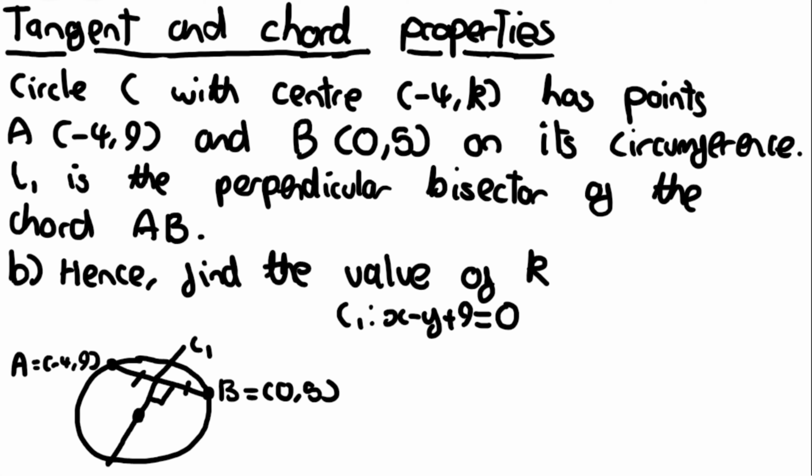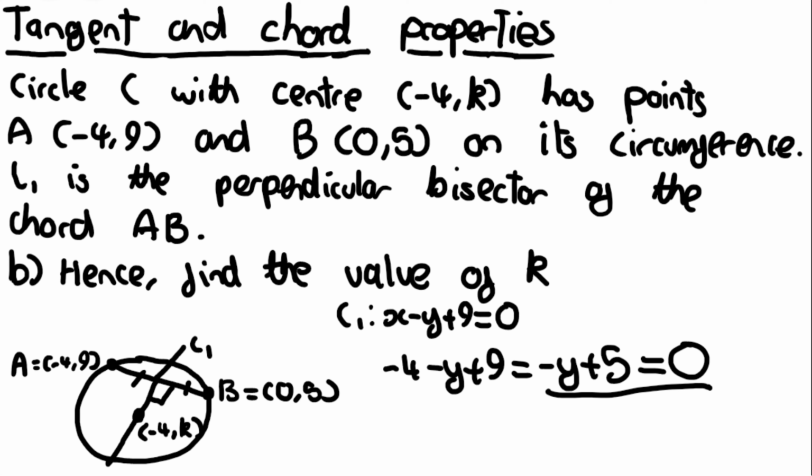So for part B, we need to find the value of k, and we know that the x coordinate of the centre of the circle is -4. So for this question, we need to find out the y coordinate for the centre of the circle. So remember that the perpendicular bisector of a chord will pass through the centre. So therefore we know that the line L1 is going to pass through the centre, the point (-4, k). So we can find the point k, as it is just going to lie on L1 when x is equal to -4. So we can use this equation and just say that -4 minus y plus 9, which is going to be equal to -y plus 5 if we simplify, is equal to 0, and therefore y is equal to 5. So therefore we know the centre is now (-4, 5), so we know that k is equal to 5.